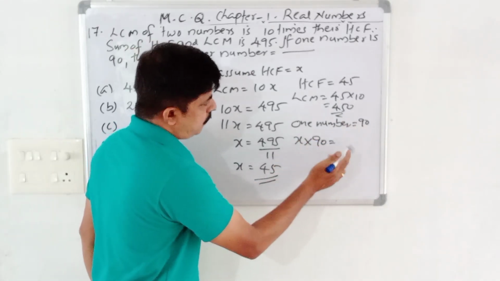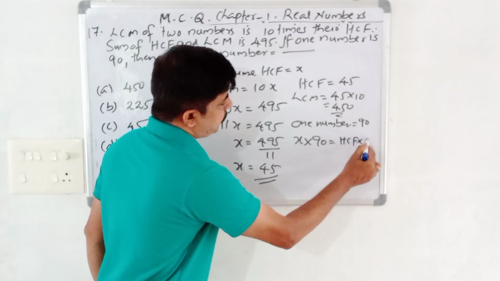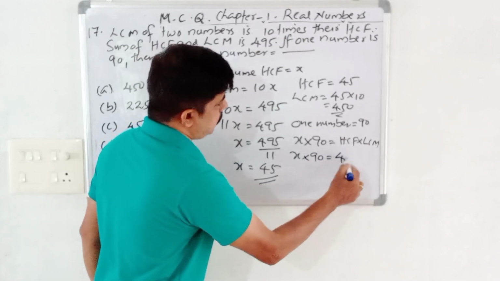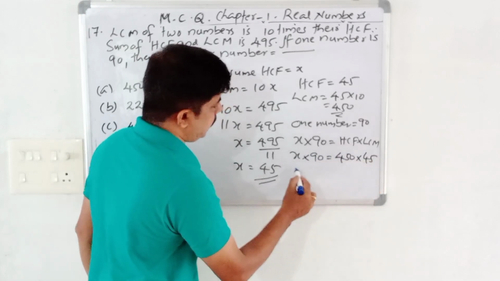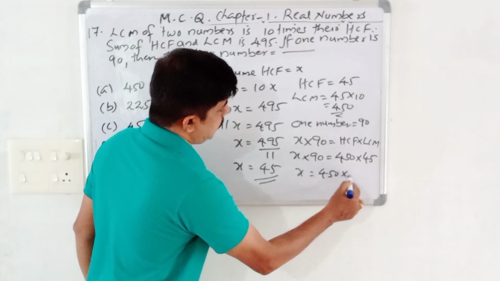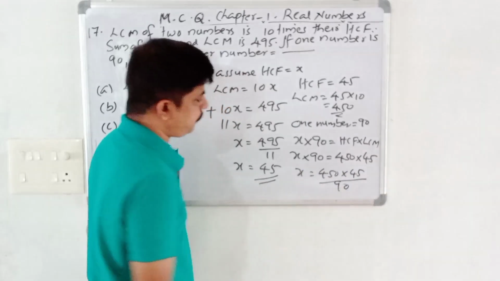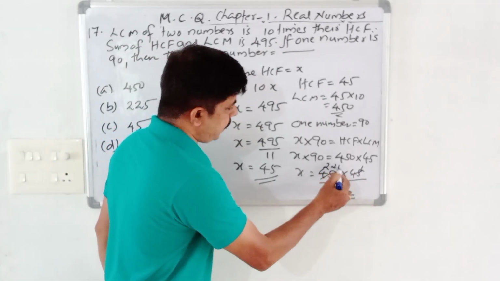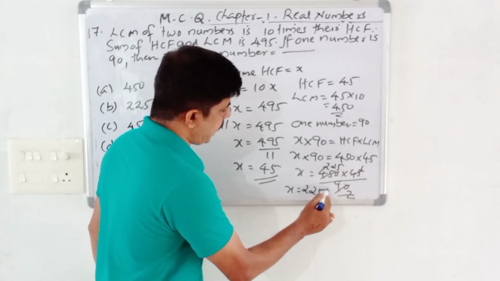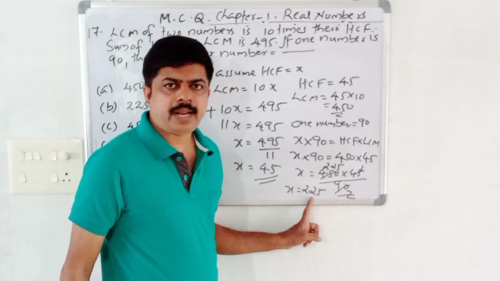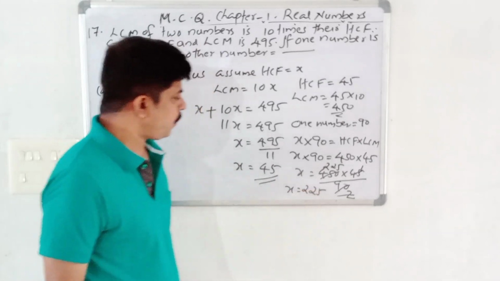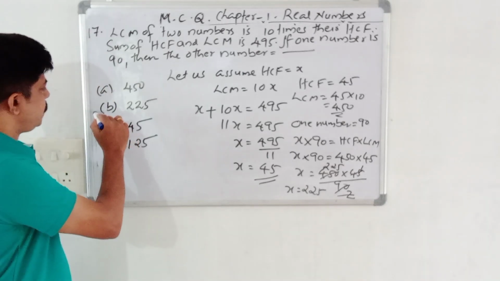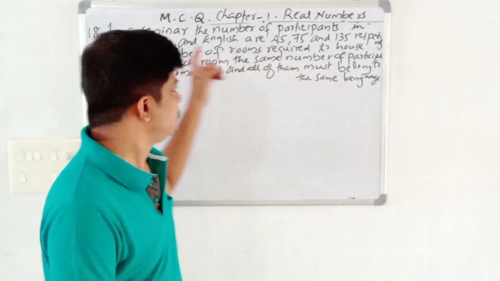Therefore, x into 90 is equal to HCF 45 into LCM 450. Therefore, x is equal to 450 into 45 divided by 90. 45 can be cancelled here 2 times, and we get 225. Therefore, the other required number is 225. Here our answer is option B, 225. Okay, now moving to the next question.